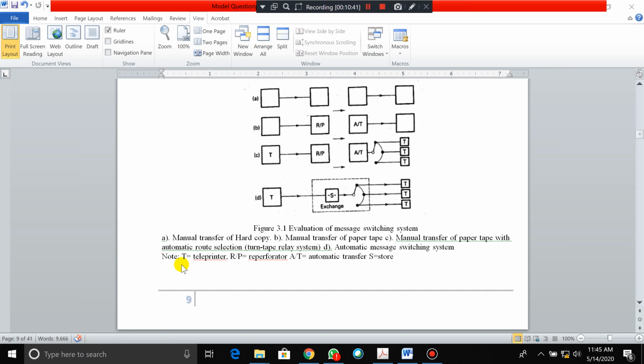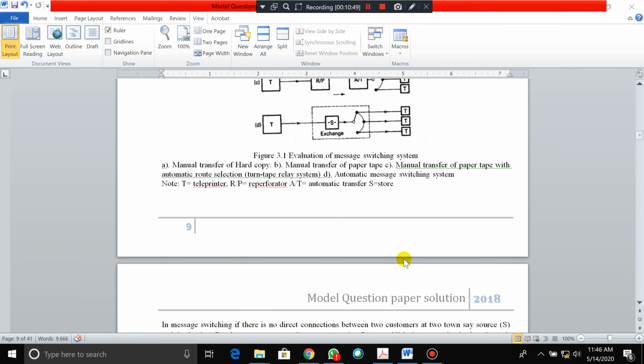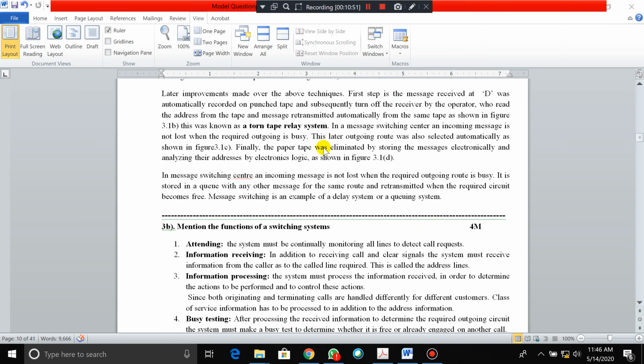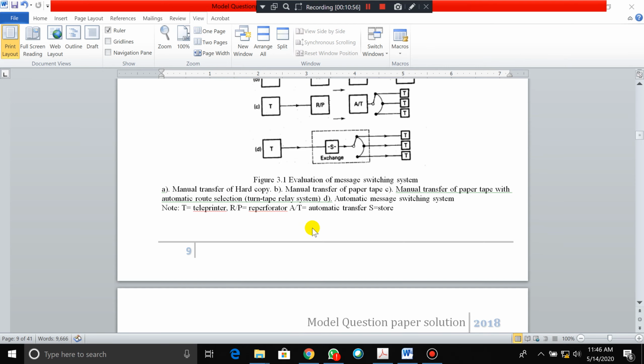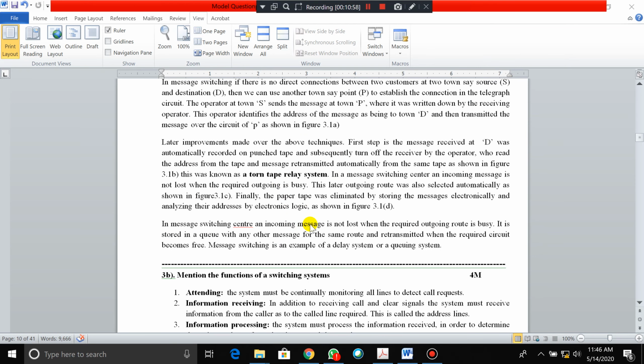Here T is nothing but teleprinters. R slash P is ripple factor. A slash P T is the automatic transfer. S is nothing but store. So the explanation of that is for 8 marks. You need to explain it in a very detailed manner.